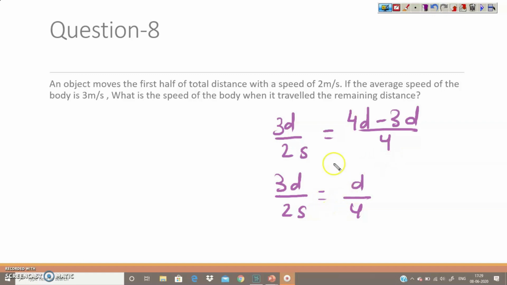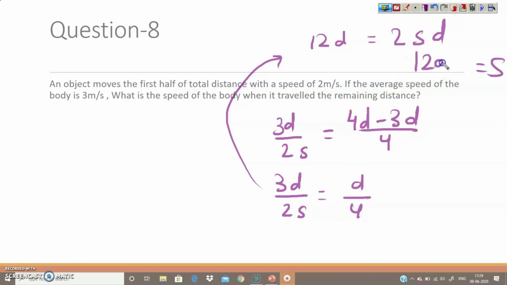So when we cross multiply, we'll get 12d. I'm writing this one here. 12d is 2sd, because if you multiply this, you'll get 2sd. Now we should find s. So it will be 12d over 2d. So s will be 6 meters per second.